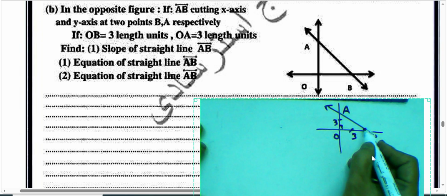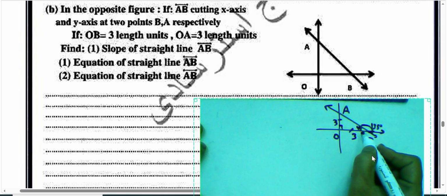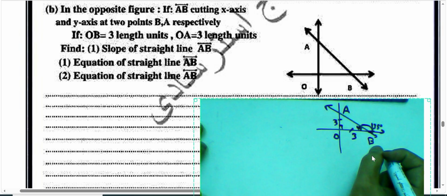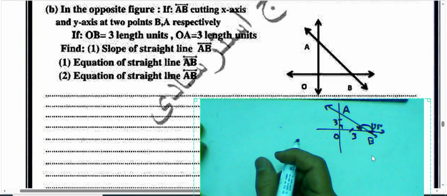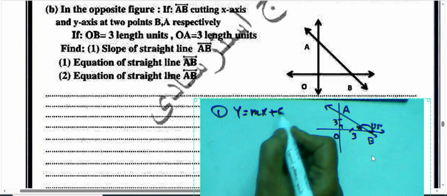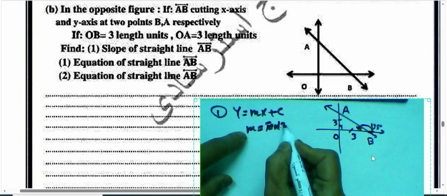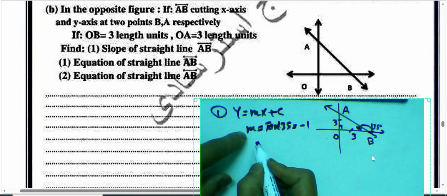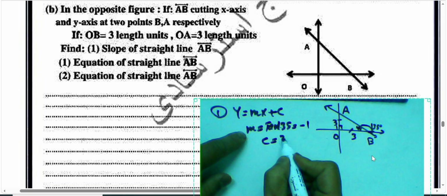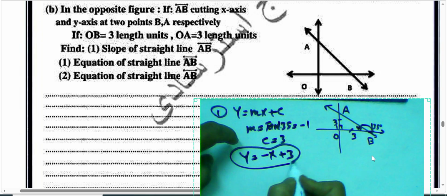They are equivalent. Then the measure of angle here is 45 and the exterior angle will be 135 because we have here supplementary angles. Summation of them together equal 180. He wants to find the equation of straight line AB. The equation is y equal mx plus constant. We can find the slope here equal tan 135, it will be negative 1, and the constant here equals 3. Then y equal negative x plus 3.